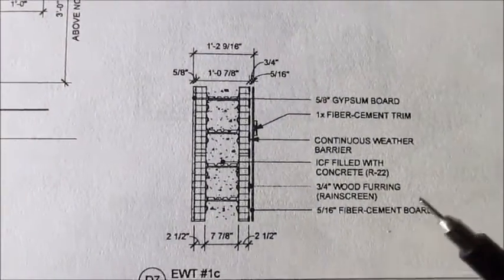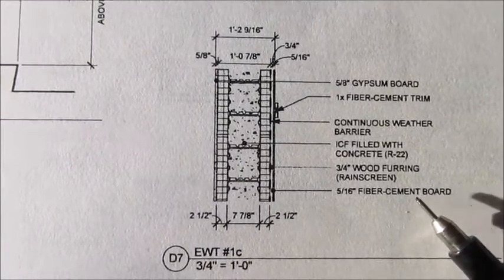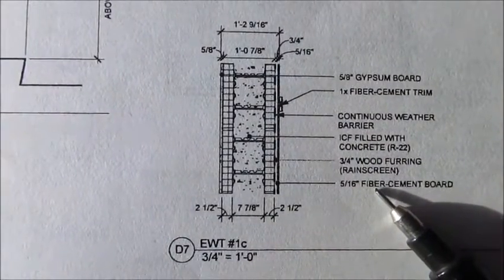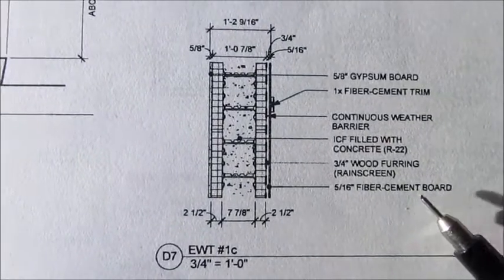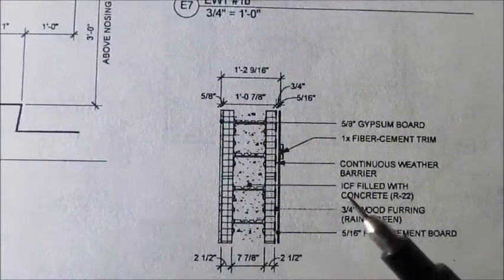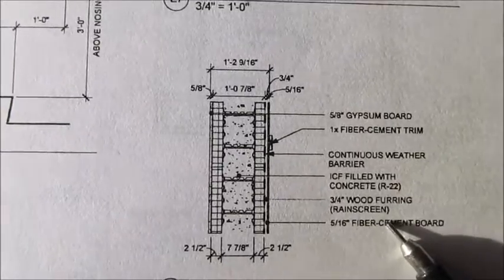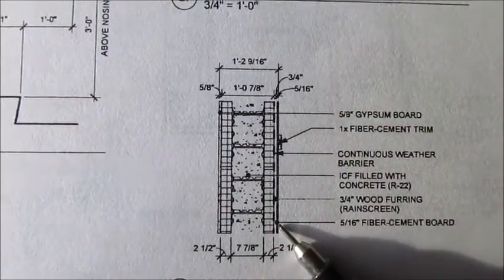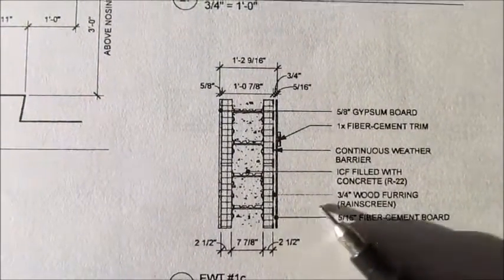We're going to take first look at this 5/16 fiber cement board. This is a sheet product in this case, similar to plywood, but it's made out of a fiber-filled concrete panel, which is extremely durable and requires very little maintenance. So this is what fiber cement board looks like. It's a rigid board that requires very little maintenance. Inside that, and remember this is outside the building to inside the building, inside that is a 3/4 inch wood furring called rain screen.